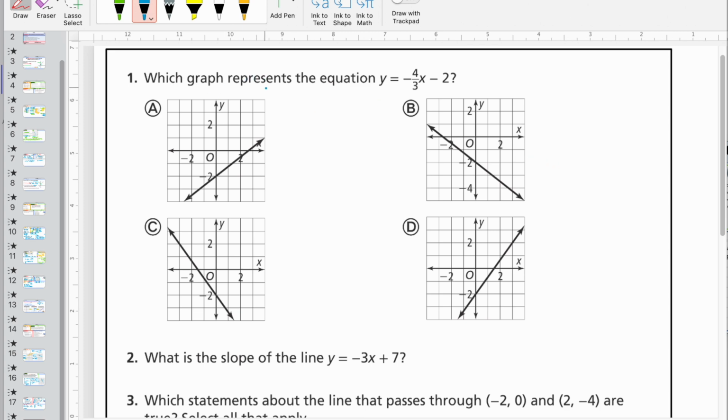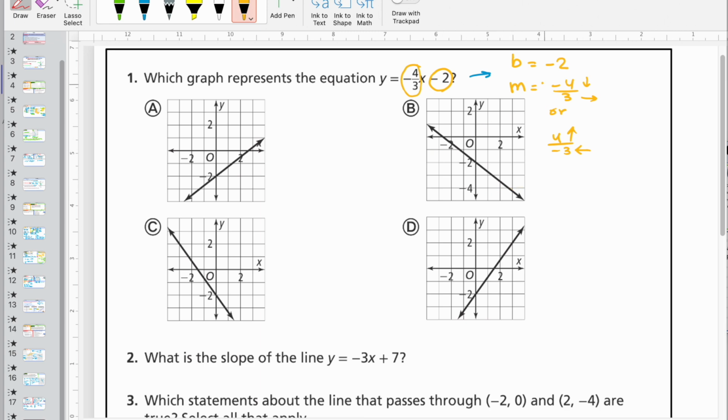Which graph represents this equation? Again, I can see from my equation what? First, I write down what I understand from the equation. Then I check whatever they provide me. B is negative 2. M is negative 4 over 3. Meaning either negative 4 over 3 or 4 over negative 3. So 4 down, 3 to the right, or 4 up, 3 to the left.